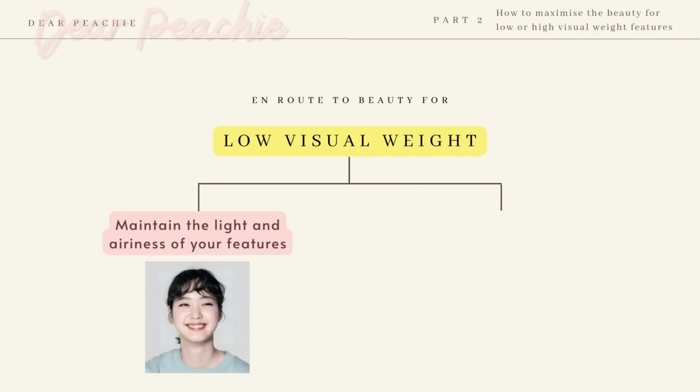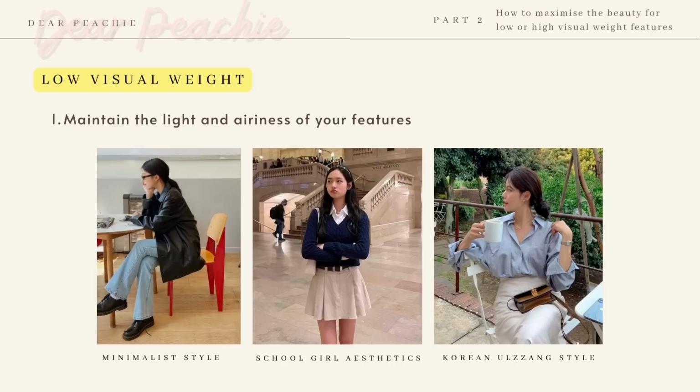The first strategy is to maintain the light and airiness of your features, by not going for overly vibrant or striking looks that overpower your beauty. It is suitable for anyone who favors these styles, such as the cool and distant minimalist style, young and airy schoolgirl aesthetics, or even the Korean ulzzang style. These styles generally exude refreshing and cool vibes.